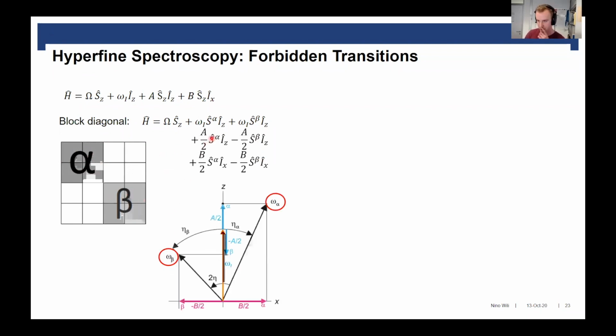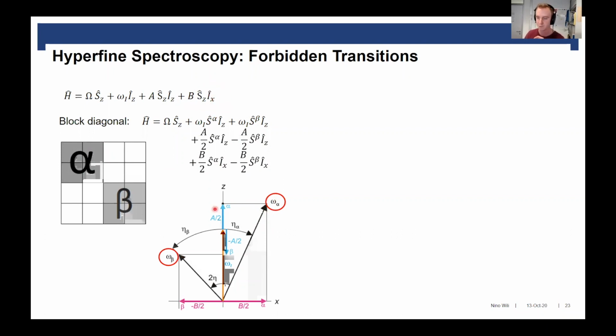And you can look at this geometrically because you have IZ, IZ, IX here, and you have IZ, IZ, IX here. But the coefficients are different depending on the spin state of the electron. So what this leads to, if you add these together in a vector diagram, is that the frequencies of your nucleus, this omega alpha and omega beta, depend on the electron spin state. And it's not only the magnitude that depends on the electron spin state, but it's actually also the direction, because you have this pseudo-secular term here, this B S_Z I_X.